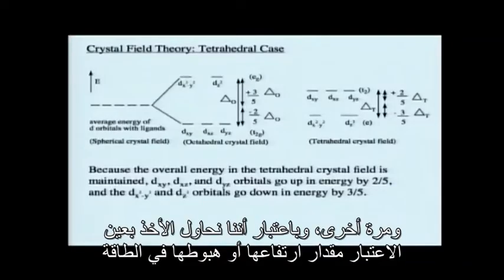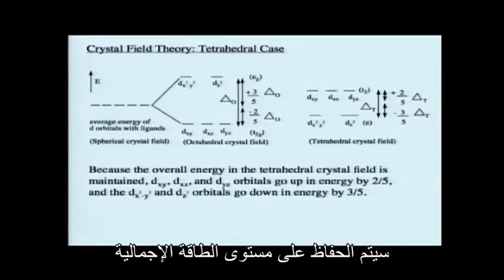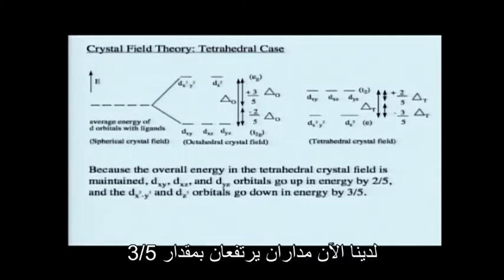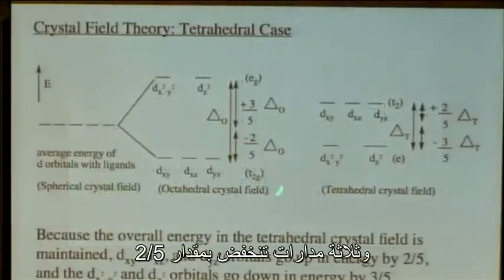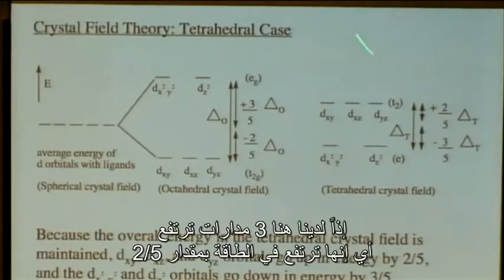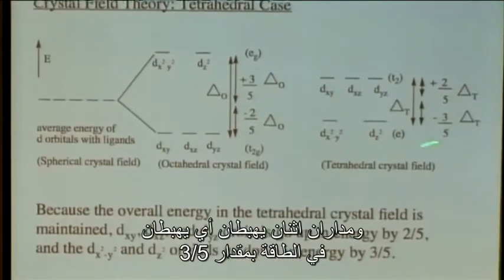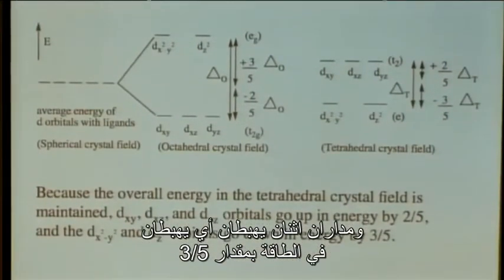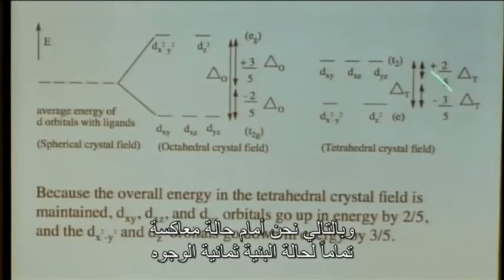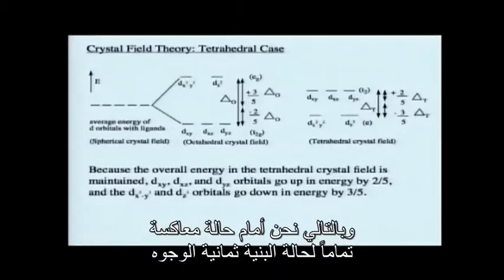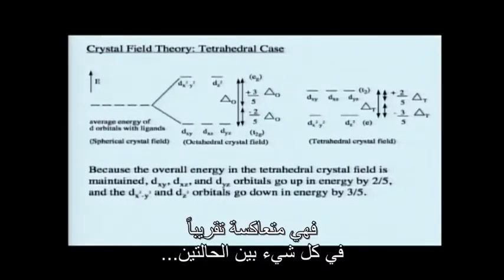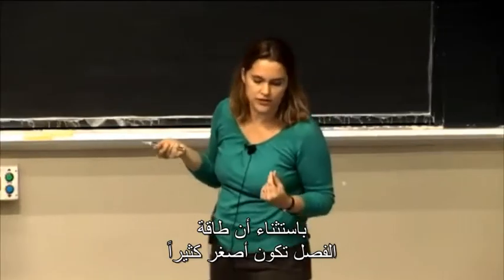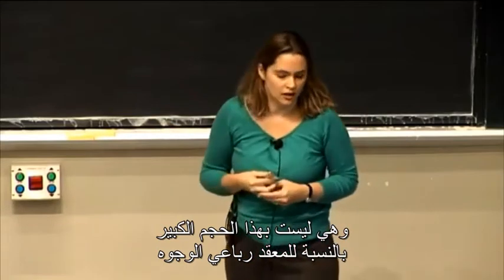And again, since we're going to consider how much they go up and down in energy, the overall energy is maintained. So here we had two orbitals going up by 3/5, three orbitals going down by 2/5. Here we have three orbitals going up, so they'll go up in energy by 2/5. Two orbitals go down, so they'll be going down in energy by 3/5. So again, it's the opposite of the octahedral system. It's opposite pretty much in every way, except that the splitting energy is much smaller. It's not as large for the tetrahedral complex.